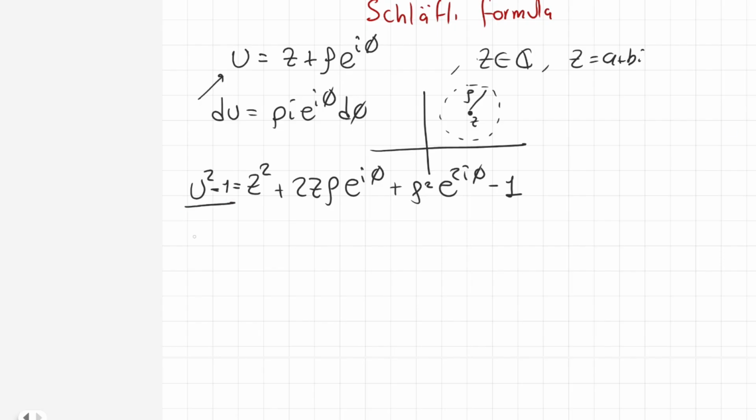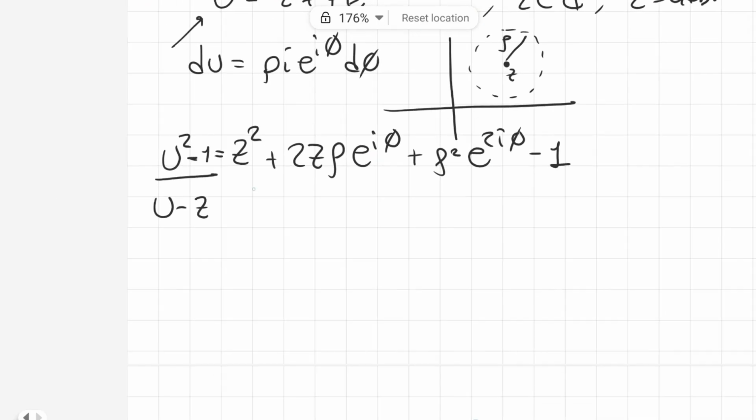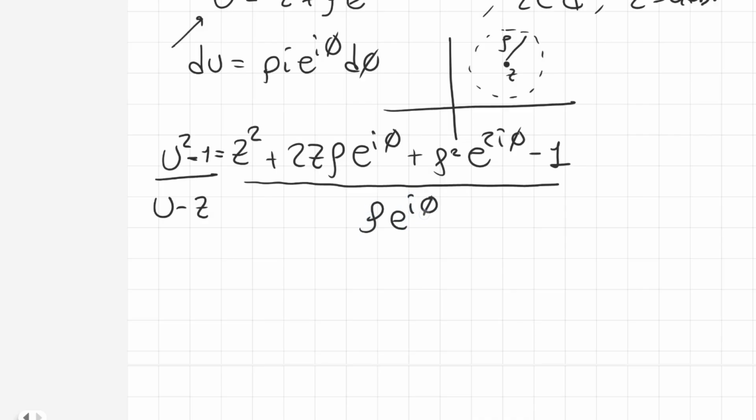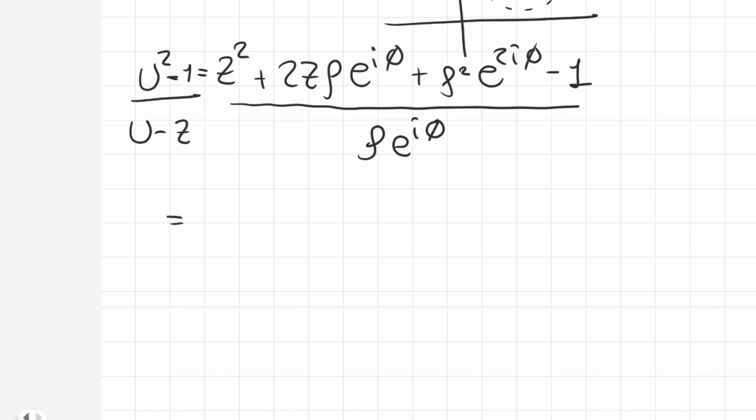And then we need to divide by u minus z on both sides. But what will be u minus z? Well, from here, we see that if we take this z to the left-hand side, we see that u minus z is equal to rho e to the i phi. So here we are going to divide by rho e to the i phi. So what is this going to be? Well, we're going to factor 1 divided by rho here, and this will be z squared e to the minus i phi.